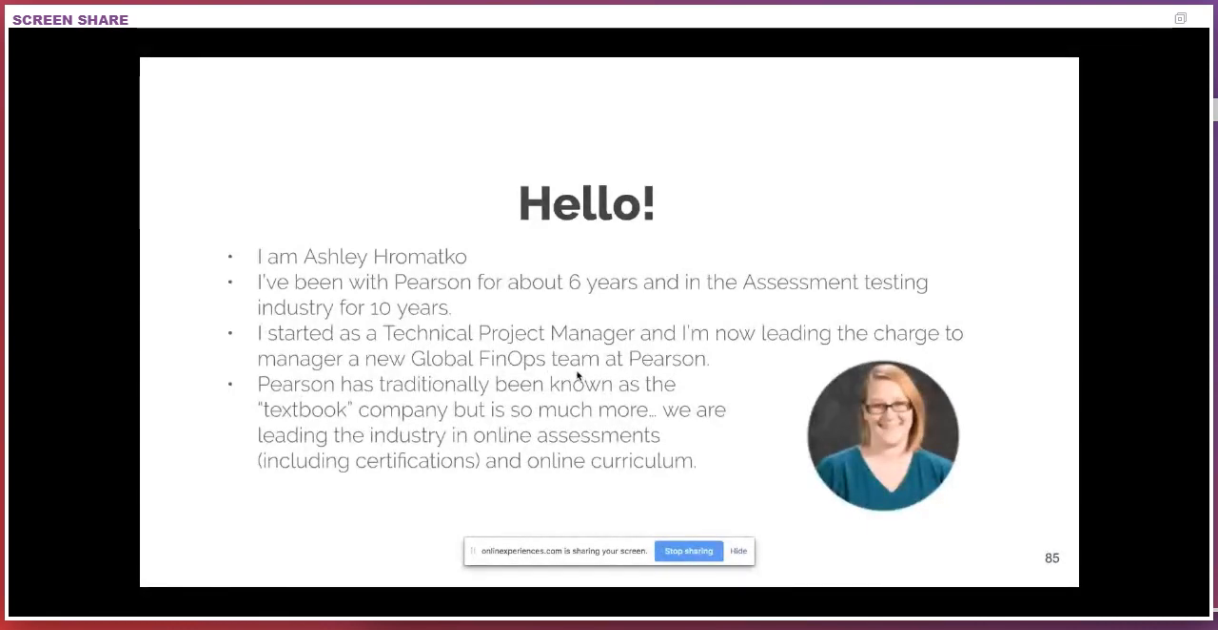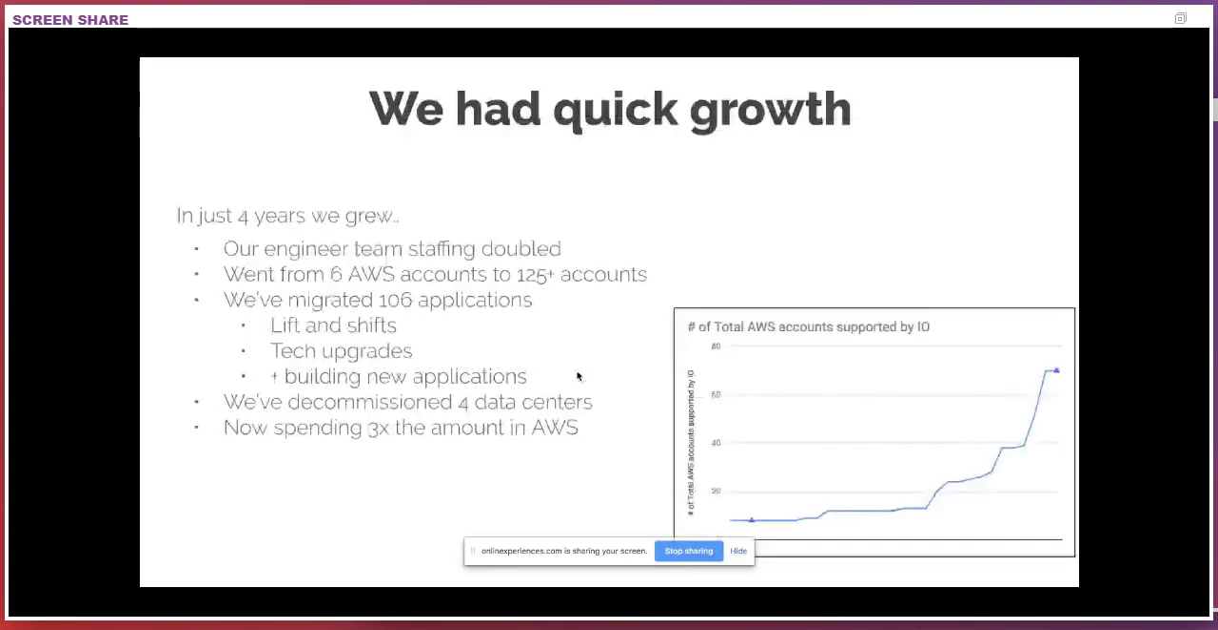Going through our story, we had rapid growth in 4 years. We doubled our engineering team. We went from 6 AWS accounts to over 125 accounts, getting into the GCP space and the Azure space. We migrated over 106 applications. We were doing lift and shifts, tech upgrades, and even building brand new applications straight in the cloud. We decommissioned 4 data centers, and then all of a sudden we were spending 3 times the amount on AWS. So very quick growth in a short period.